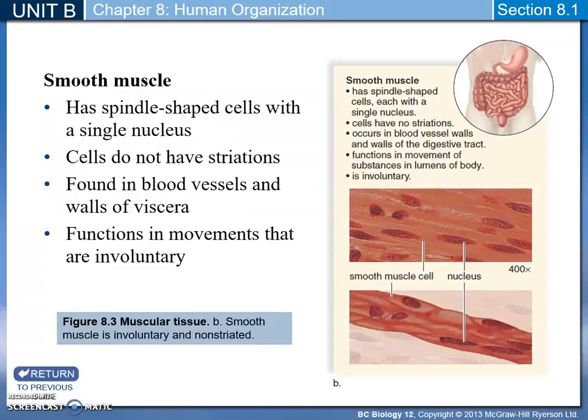Then we have smooth muscle, which is made of more spindle-shaped cells with a single nucleus. These do not have striations, and they're found in blood vessels and the walls of viscera, in other words, the organs of the body. These movements are not voluntary, so you cannot consciously contract these muscles. They work under what's referred to as the autonomic nervous system, and they are not under voluntary control.